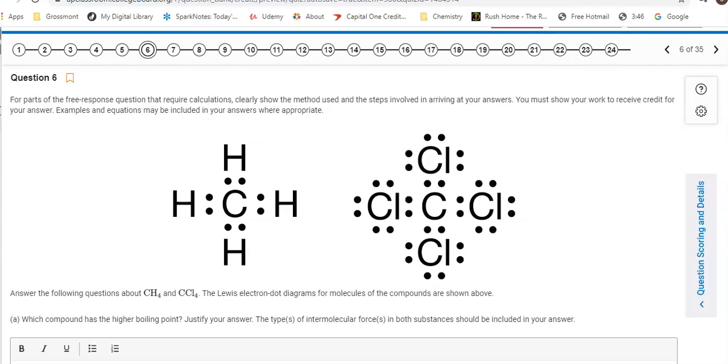So if they're both nonpolar, the only intermolecular forces in nonpolar molecules is London dispersion. And the rule is the molecule with the most electrons has the greatest London dispersion forces because you can polarize it more. You can push more electrons off to the side and give it a stronger London dispersion force. So A, which compound has the higher boiling point? The answer is CCl4 because it has stronger London dispersion forces that will hold the molecules together tighter. The smaller molecule doesn't have strong London dispersion forces.